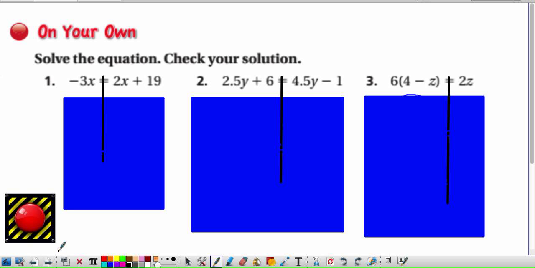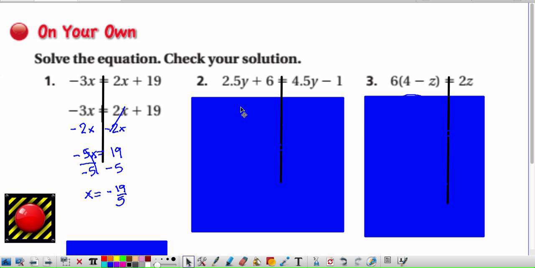Here's something that you can try by yourself. Go ahead and pause the video now. Try to work them out. Whenever you're done, unpause the video, and we will reveal the answers. Okay, now that you've worked these problems out, they should look something like this.